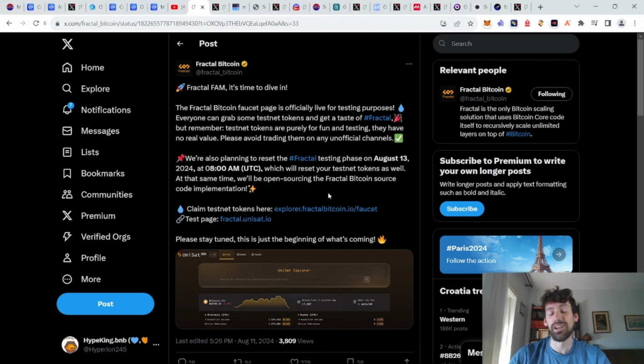So make sure to get your transactions in before 8 a.m. UTC on August 13th, to be included in potentially some snapshots for the future dates. Again, this is all speculative, but any exposure you can get to Fractal before it goes live will definitely set you up for potentially success in the future.